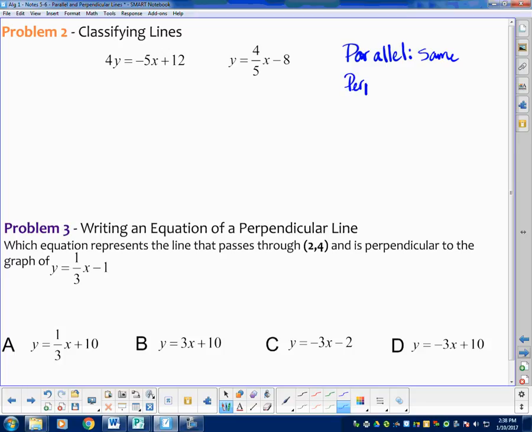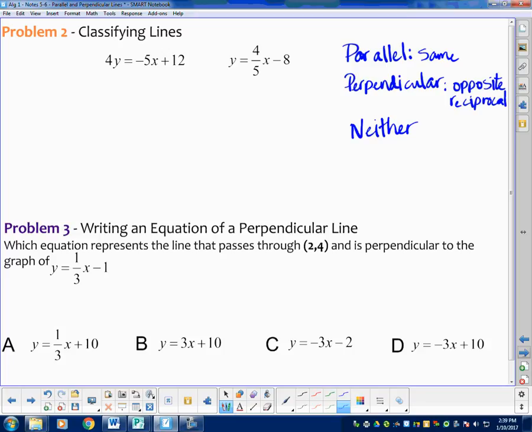Perpendicular, opposite, yes, and opposite reciprocal. Or a lot of times they'll try and trick you and they'll change the sign or flip the fraction but not do both, and in that case it's neither. So we need to choose one of these.